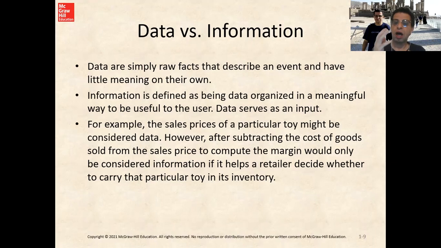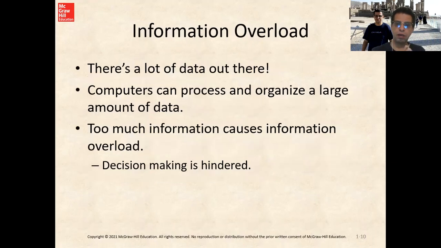Doesn't make sense. However, after subtracting the cost of the goods from the sales price to compute the margin, it would then be considered information. And then, it helps the retailer decide whether to carry that particular toy in its inventories or not. So you see, you put the data together, it becomes information, and you derive a conclusion from it.